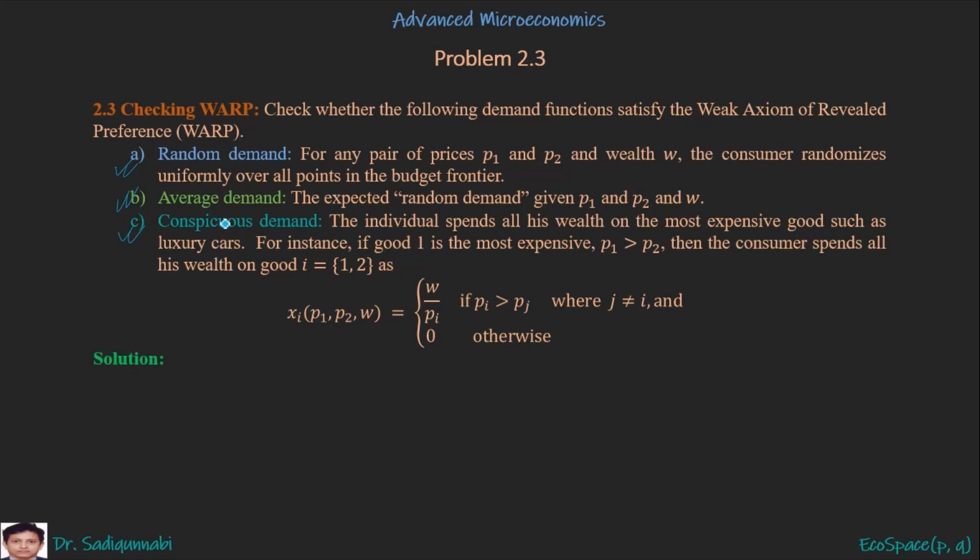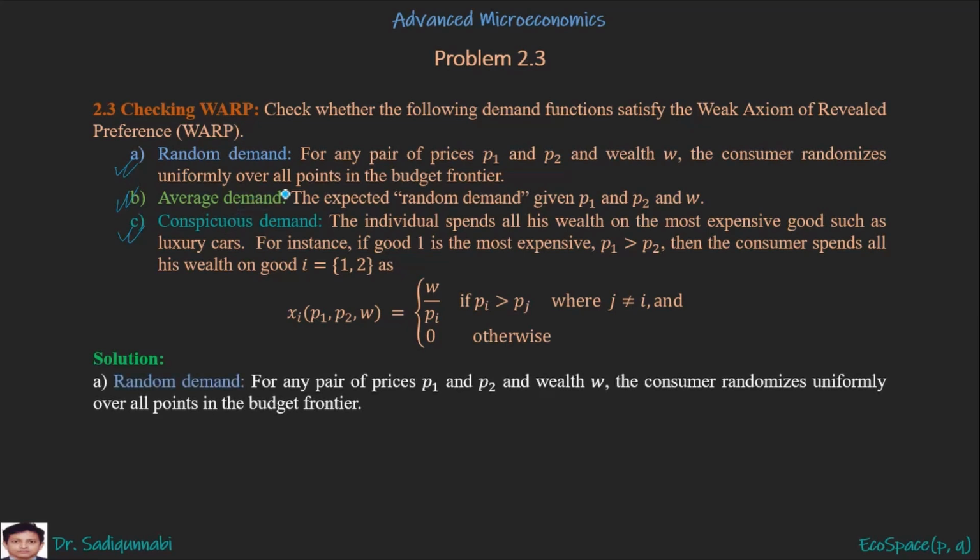So what is random demand? For any pair of prices P1 and P2 and wealth W, if the consumer randomizes uniformly over all points of the budget frontier, that means this is our budget frontier, and the consumer randomizes any value on the budget line. If the consumer randomizes uniformly, that means he is totally unbiased about the position of the point.